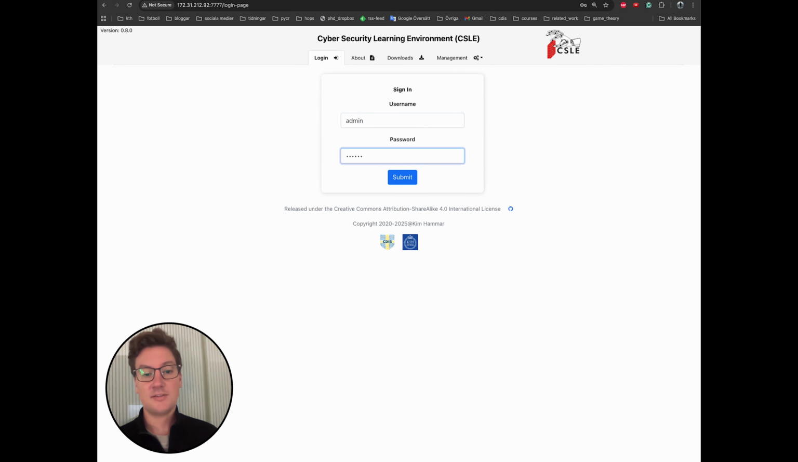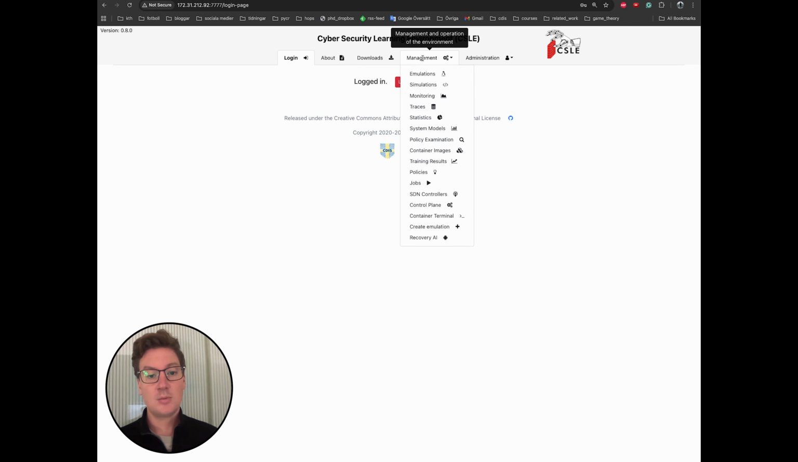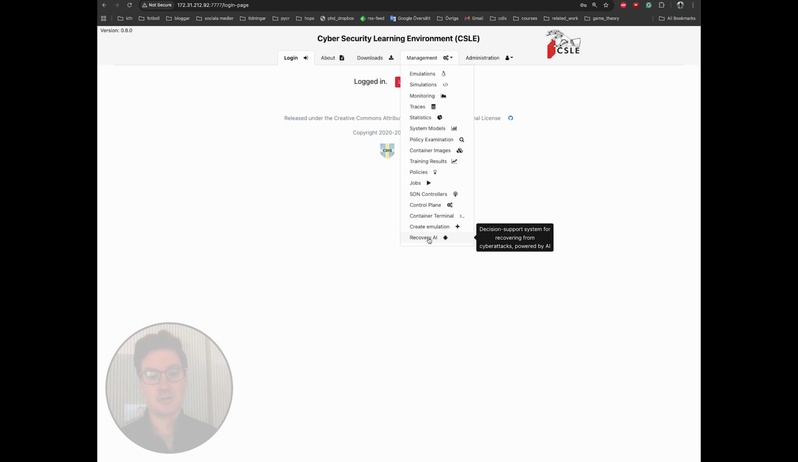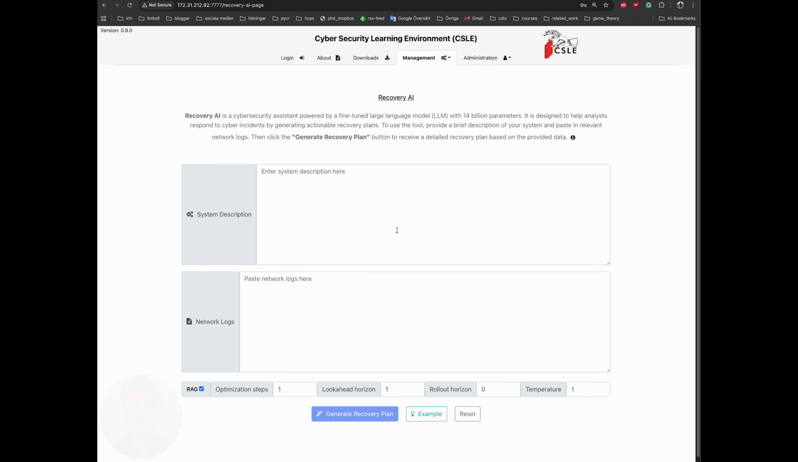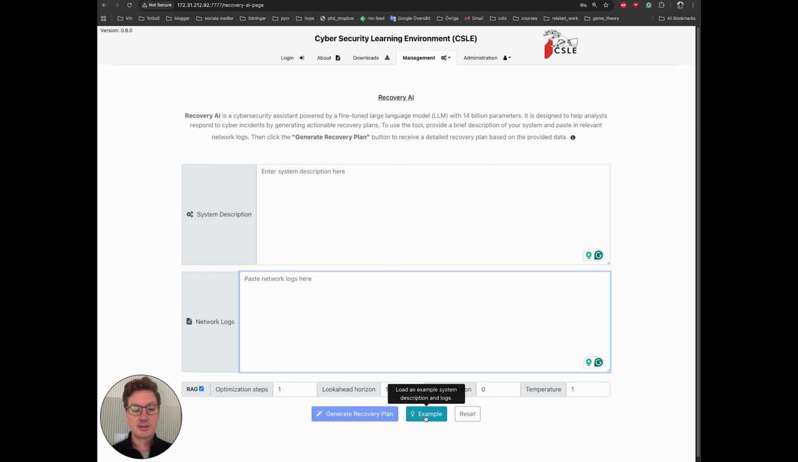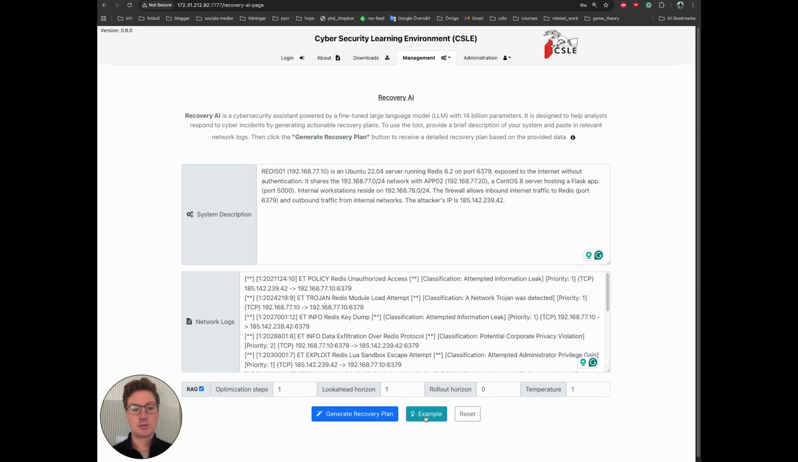This is the web interface of our system, where the user can log in and navigate to the incident response service. This is the configuration page where the user can enter details about the incident and also about the affected system. Before generating the response plan, the user can also control the planning depth and the temperature of the LLM.